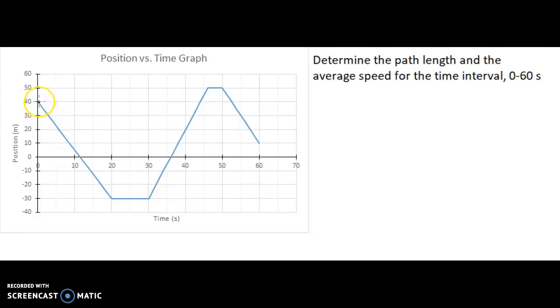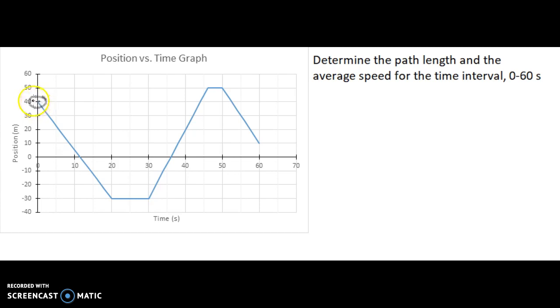We'll be examining a position versus time graph and calculating the path length and the average speed for the time interval 0 to 60 seconds. We begin at 0 seconds at the location of 40 meters. And since we're examining the path length, we need to account for every single step traveled during these 60 seconds.